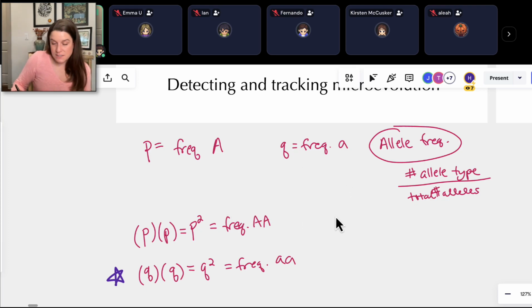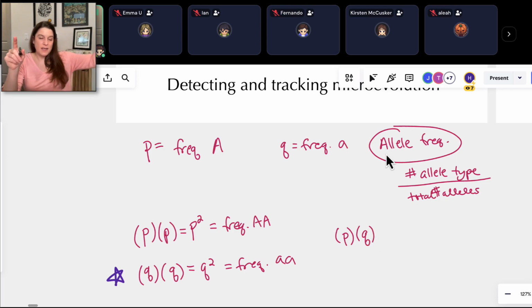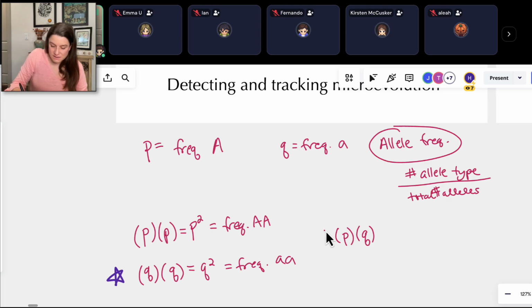And then what about the other genotype, the frequency of big A, little a? Well, we have the frequency of getting a big A, P, and the frequency of getting a little a, Q. But remember, you can get big A from mom and little a from dad, or a little a from mom and a big A from dad. So there are two ways to get those together. That's why there's the 2 on the front for the heterozygote. So we just call that 2pq, and that's the frequency of big A, little a.